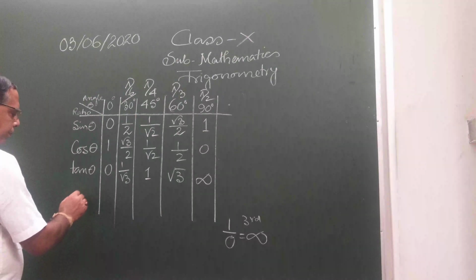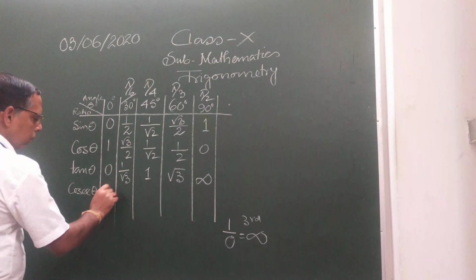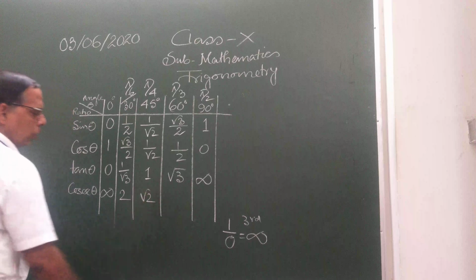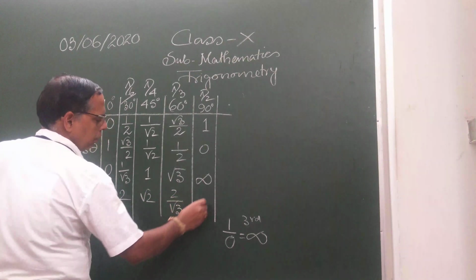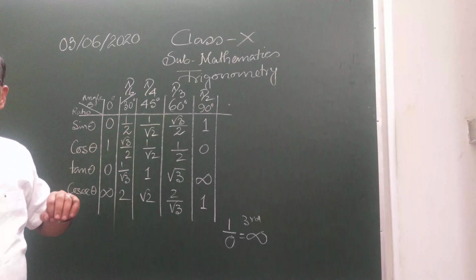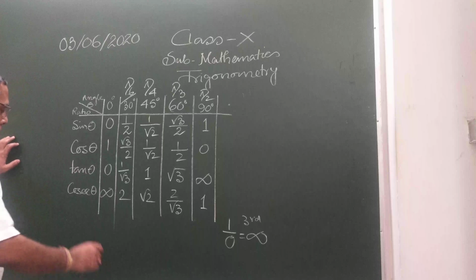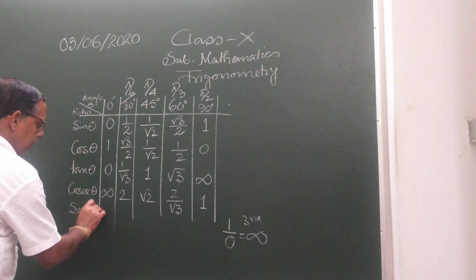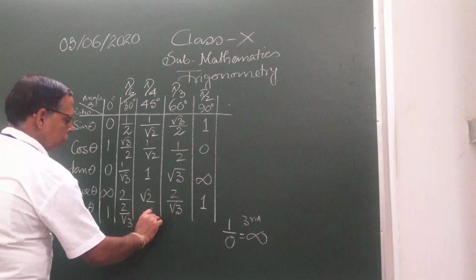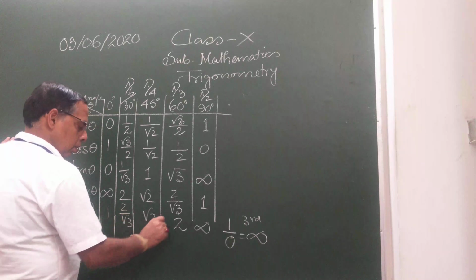Then next, sine reciprocal is cosec. Cosec theta. So infinite, because once again 1 by 0, then this will be 2, this will be root 2, this will be 2 by root 3, and this will be 1. So see, if you remember sin theta value, these 5 angle measurement, you can get all the other trigonometric ratios value. Clear? Then cos reciprocal sec theta 1. See, just in reverse order, go on writing. 2 by root 3, root 2, 2, infinite.